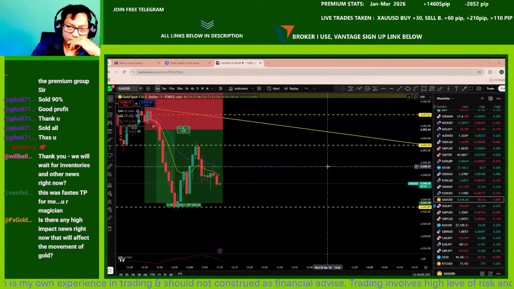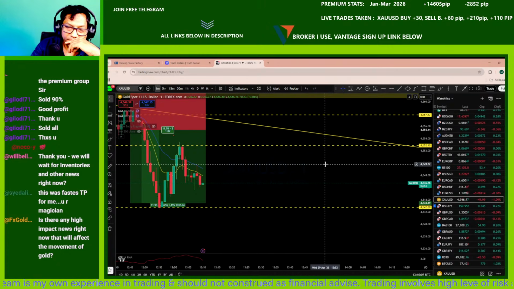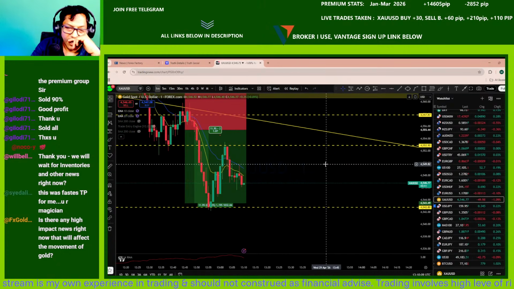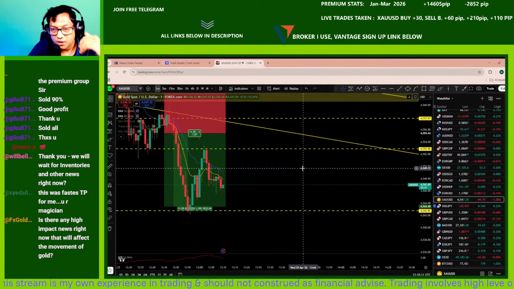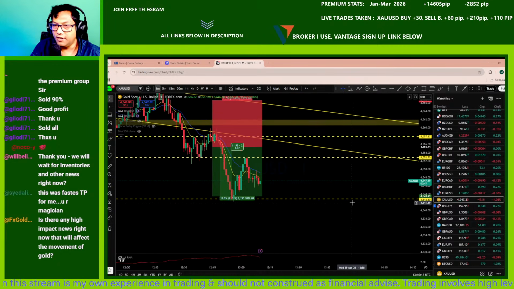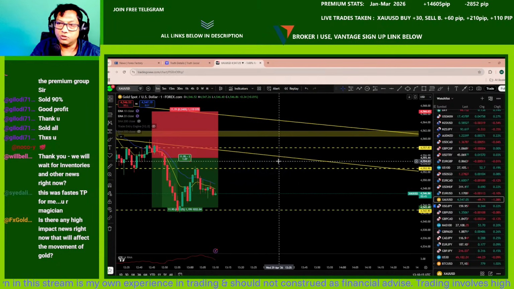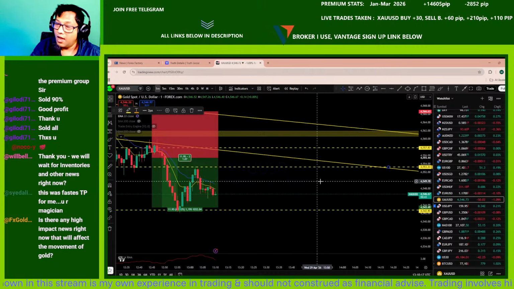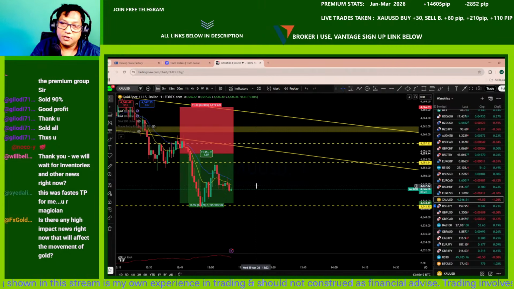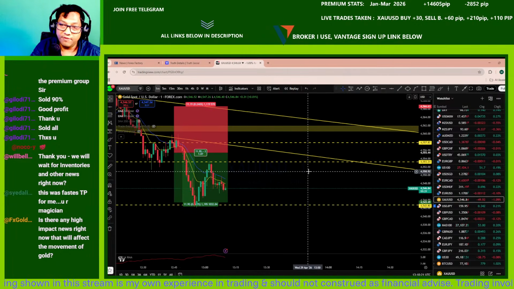And also if you look at the next entry zone, we will be looking at the recent swing high. However, we need to see the market test that level in a specific way.